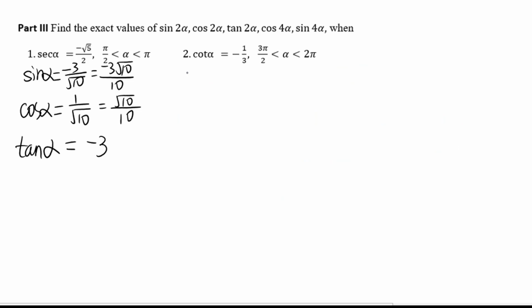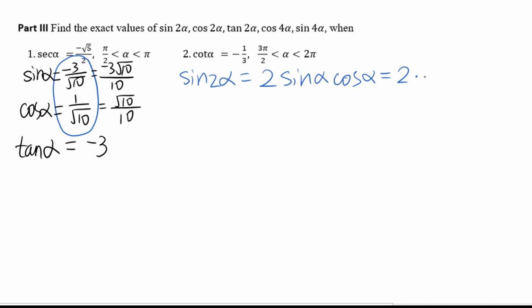Now let's work out sine 2 alpha using the formula 2 times sine alpha cosine alpha. We just need to plug in the numbers, 2 times. We will use the unsimplified numbers because it's easier. That is -3 over square root of 10 times 1 over square root of 10. You will get 10 on the bottom. Top is -6, reduce. That is -3 over 5.